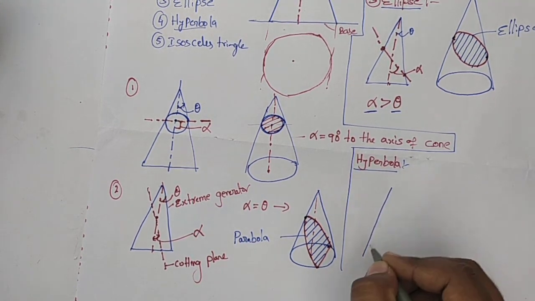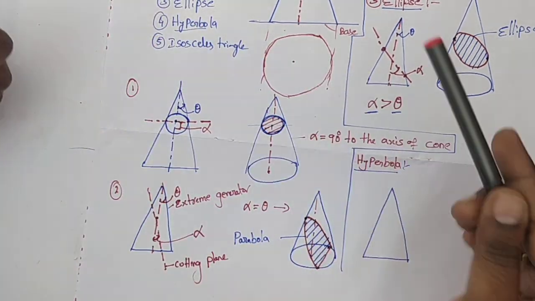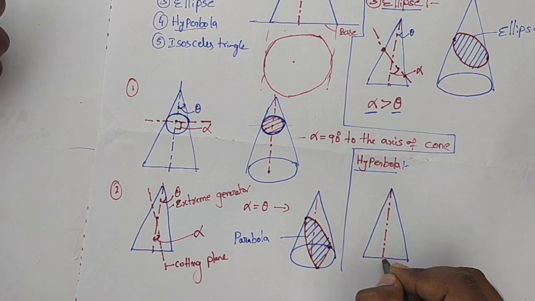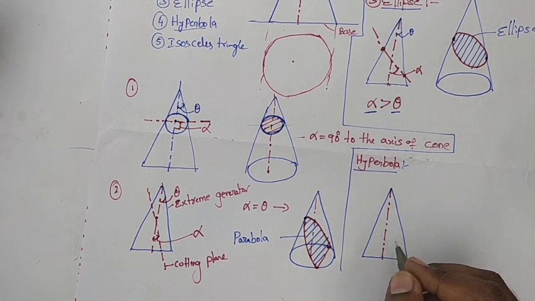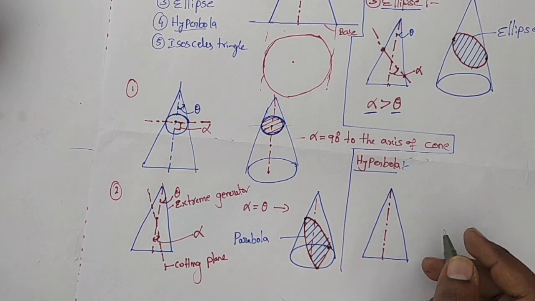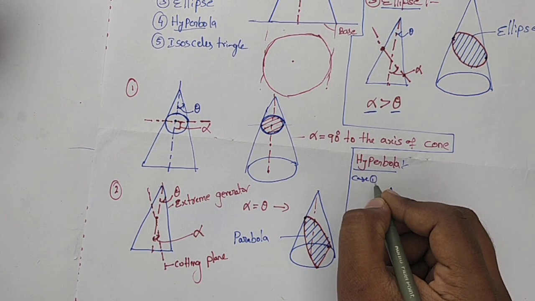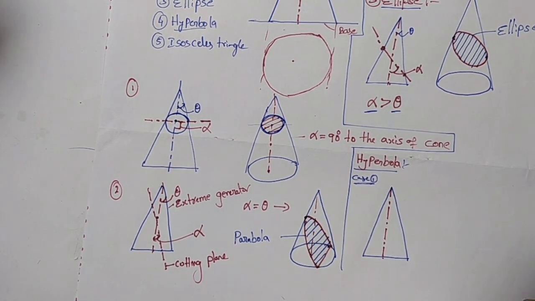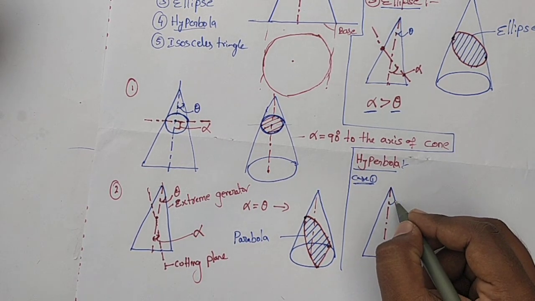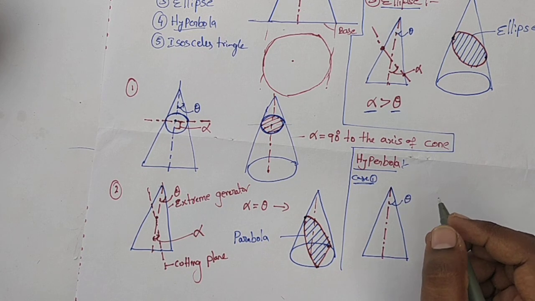I am considering a cone having an axis. Next, it is cut by a section plane. In this, there are two cases. First, I am going to explain case 1. In this, the cutting plane angle is less than theta. Theta is the angle between the axis and the extreme generator. It is denoted by theta.